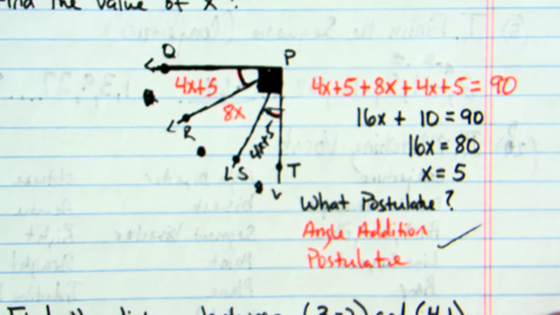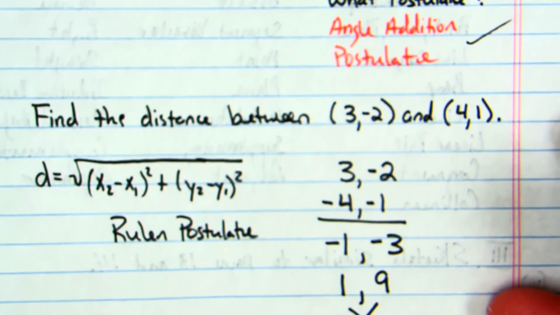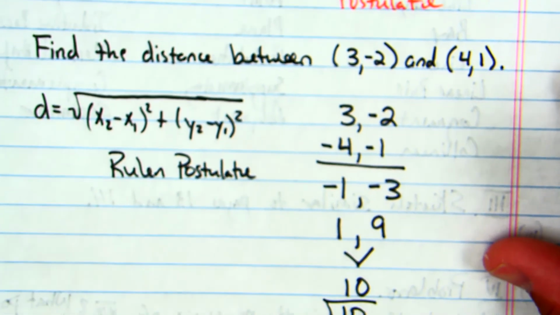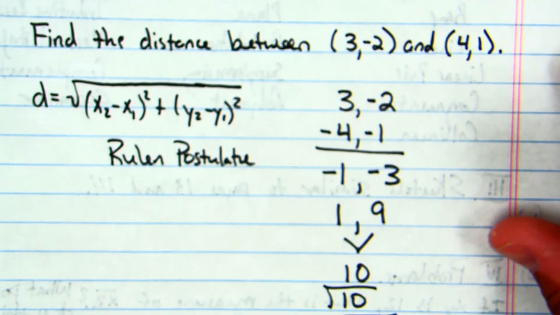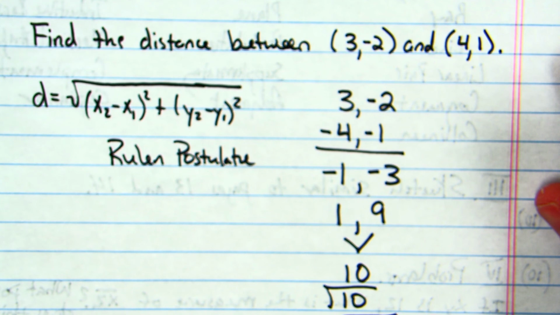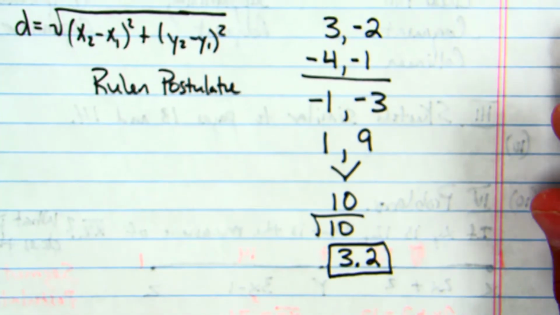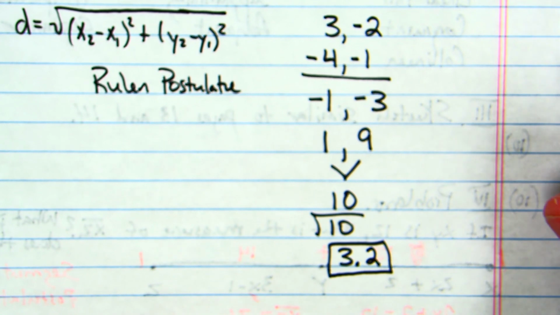Not too hard. Now we have find the distance between 2 points. I think everybody's had this for several years. The distance formula is right there. D equals square root of x2 minus x1 squared plus y2 minus y1 squared. Points are 3, negative 2 and 4, 1. And my distance on that is 3.2. All right, a few more problems, almost done.